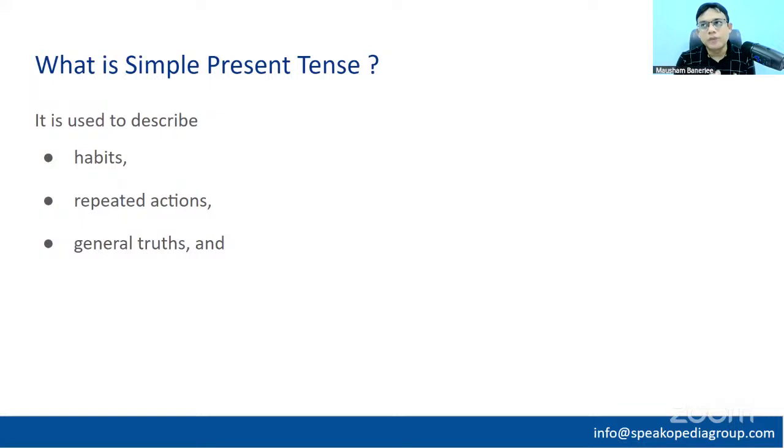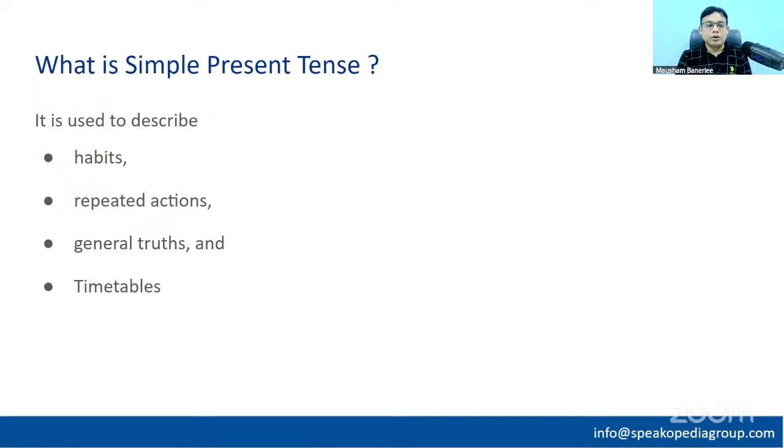General truth, something that we know that happens, like the sun rises in the east, water boils at 100 degrees centigrade. That's a general truth. And timetable. So we are talking about timetable. Let's say I catch the bus every day at 4 o'clock in the evening. That's a timetable. In these cases, we generally go with simple present tense, or we consider it as simple present tense. So very simple. Just keep this in mind. If I am describing a habit, something that you do every day, repeated action, general truth, or timetable, then we consider it as simple present tense. Okay, that's why simple present tense, something that you do every day.